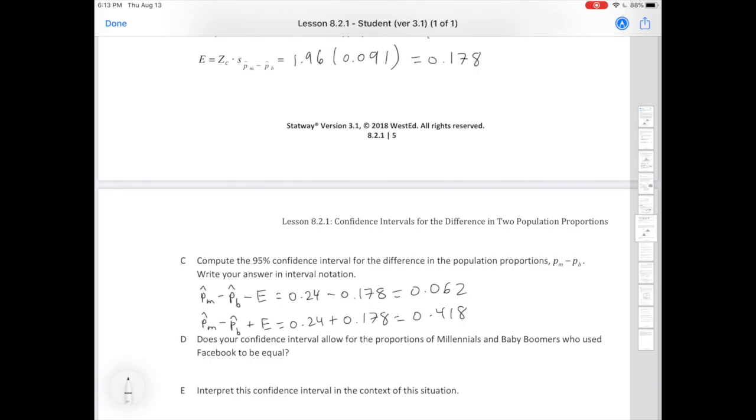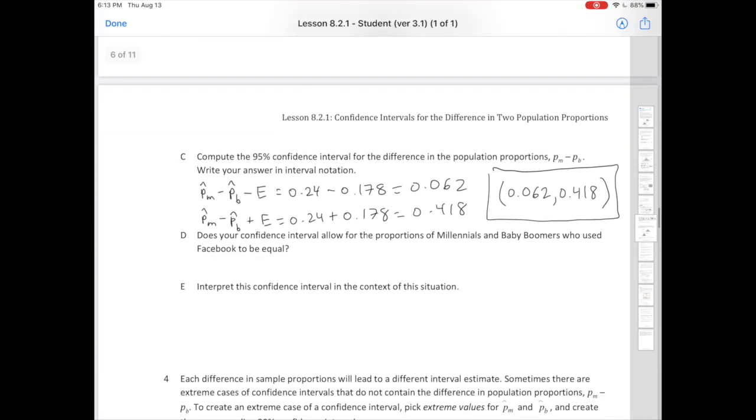Let's look at part D. Oh, sorry, before we do that, so what would the confidence interval be? It goes from 0.062 until 0.418. So this is the confidence interval. Remember, we always need to write our confidence intervals like that, with parentheses, lower limit, comma, upper limit.